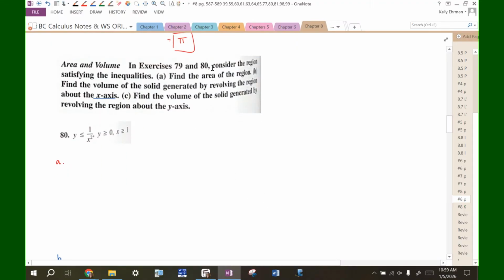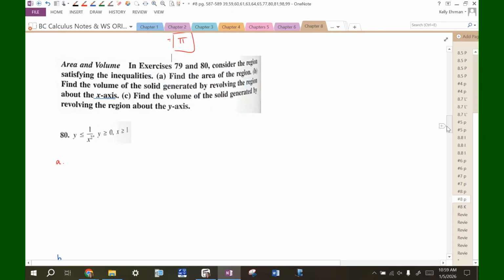In exercises 79 and 80, consider the region satisfying the inequalities. Part A, find the area of the region. Part B, find the volume of the solid generated by revolving the region about the x-axis.